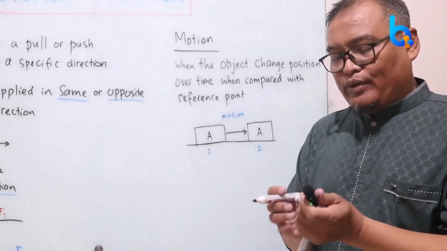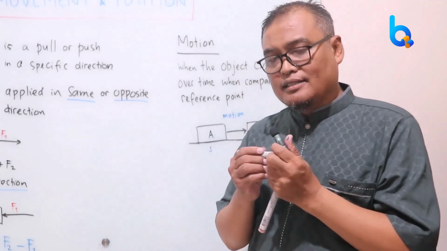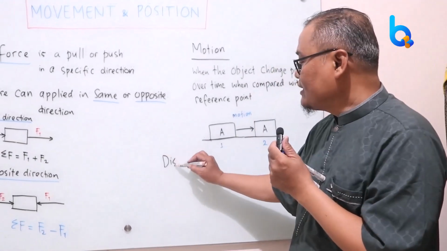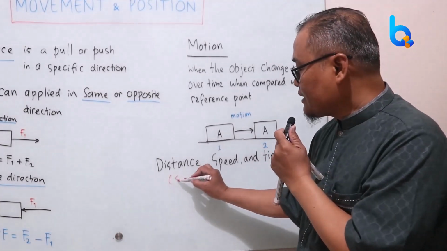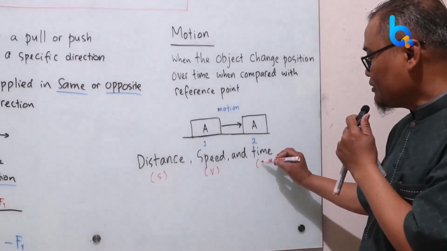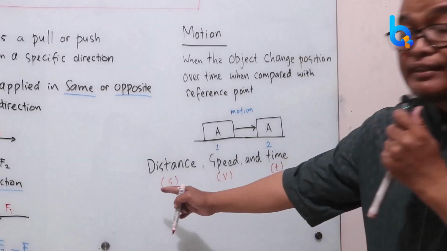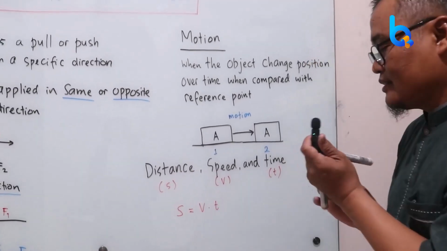Okay. When we learn about force, we must also learn about distance, speed, and time. We must know the symbols. Distance is s, speed is v, and time is t. The formula between distance, speed, and time is s equals v times t.